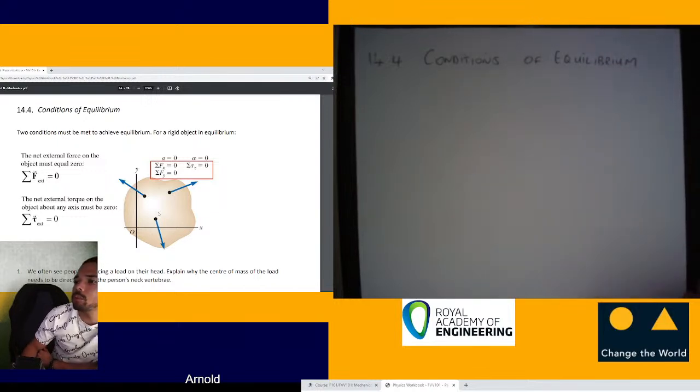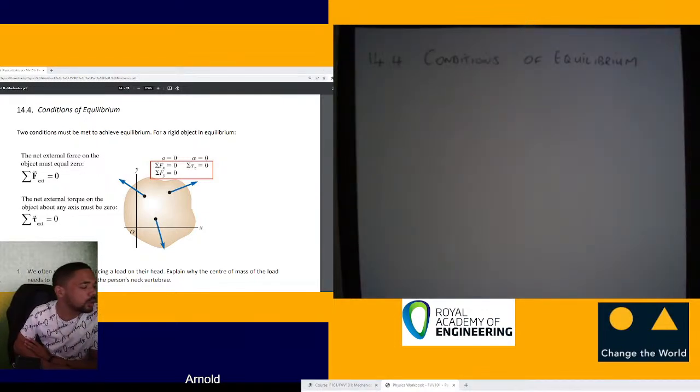Conditions of equilibrium. Let me see something here. I wonder if you can still see my handwriting. The conditions of equilibrium. Where is this? Why is it so far? I'm just checking something here.